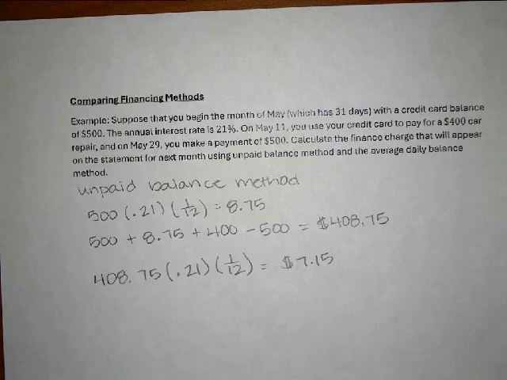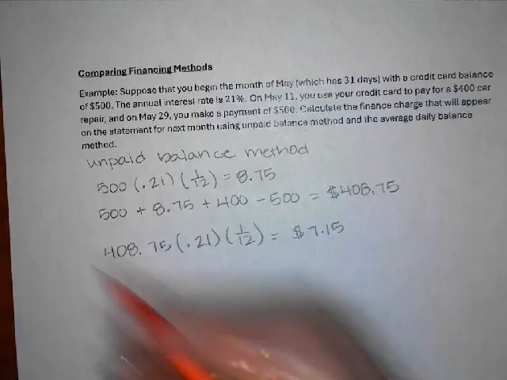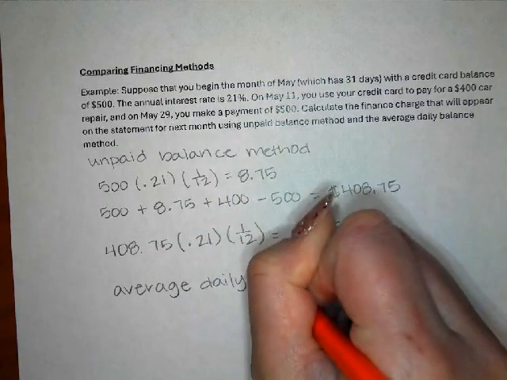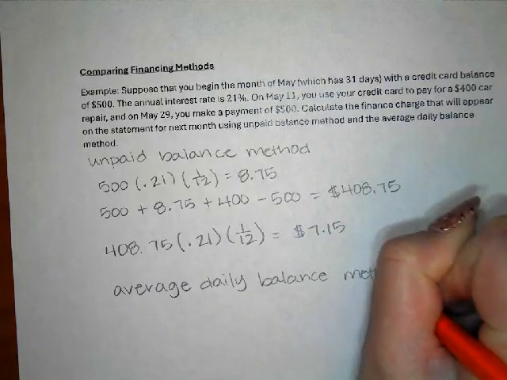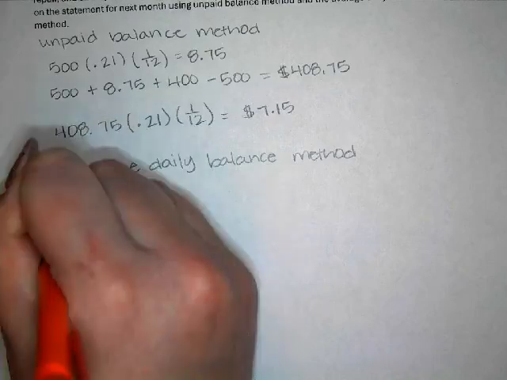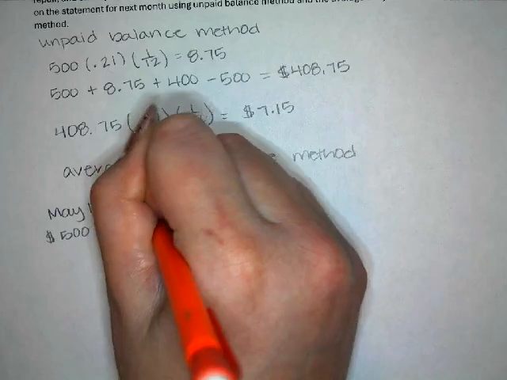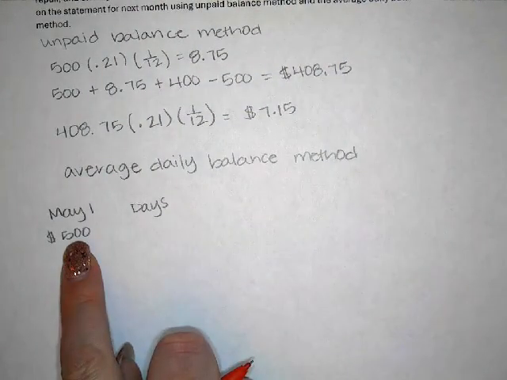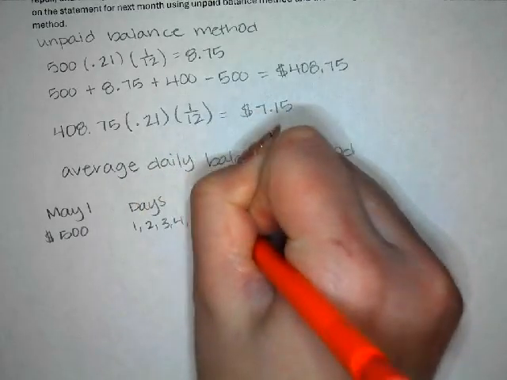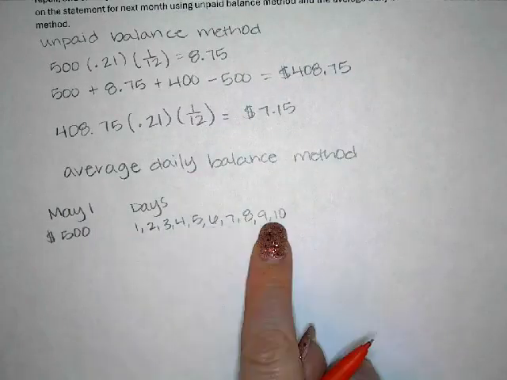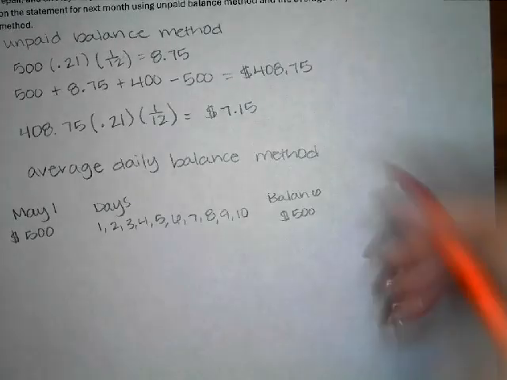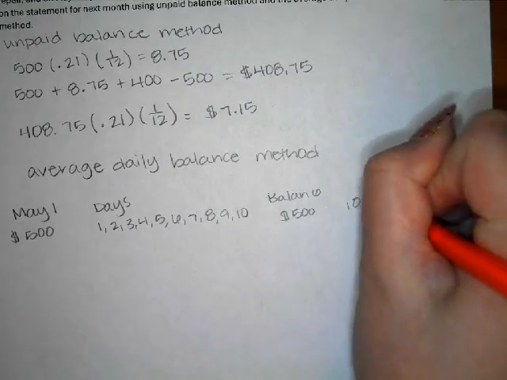Okay, the average daily balance method is the longer method. So we have May 1st, which starts off with the $500, right? And we have the number of days. So it is May 1st until May 11th, and that's when it changes. So 1st, 2nd, 3rd, 4th, 5th, 6th, 7th, 8th, 9th, and 10th. The balance on the credit card is $500. So we're going to do 500 times 10. Okay, so this is what it's contributing to the total.